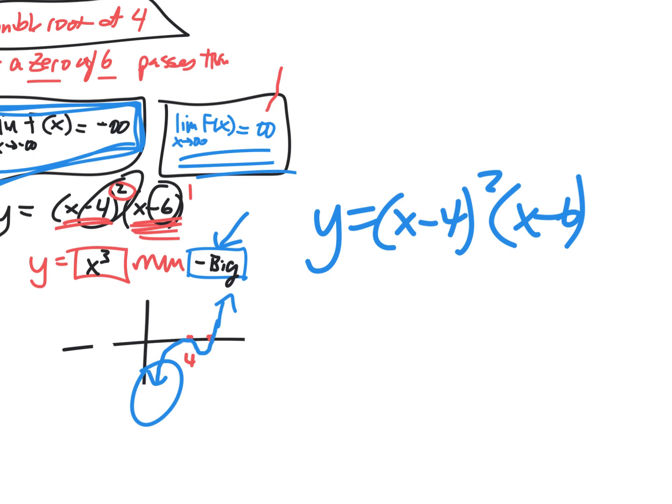All right. One more where I give you one and you build it. This one is degree 5. This function is degree 5. Next, it's got a double root at the origin.